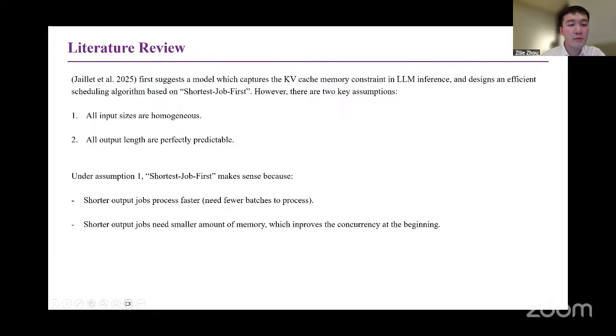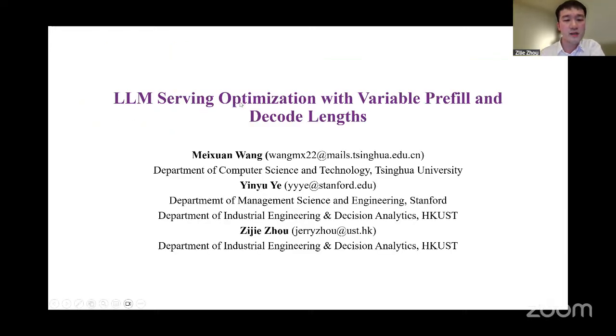Therefore, for today, I would like to introduce two of my recent works, which try to relax these two assumptions and make the whole problem more realistic to solve. For the first part, I would like to introduce the first work, which still assumes the second one. Let's assume all of the output lengths are perfectly predictable, but we completely relax the first assumption, so all of the input sizes can be determined by an adversary. This work was in collaboration with Meishuan Wang, a very excellent undergraduate student from the Department of CS at Tsinghua University, and also with Professor Yinyu Ye.